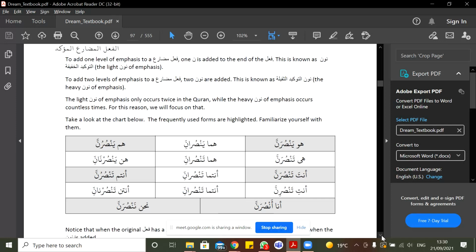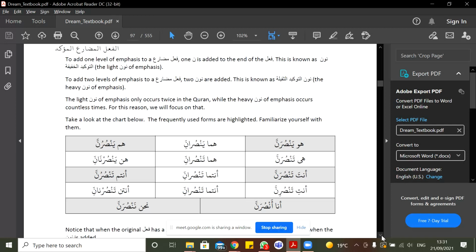Now, what we have to focus on is what is happening here. We have huwa yansuru as a normal fi'l mudari. But what we are doing is adding two noons here, right? Two noons means the noon has what? The shadda. So when you have a shadda, it means there are noon plus noon here. So we are adding two noons at the end, and then yansuruna doesn't sound good.